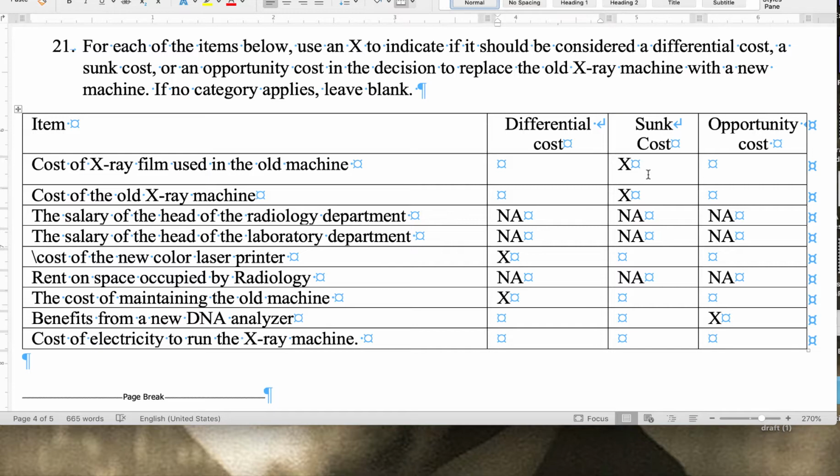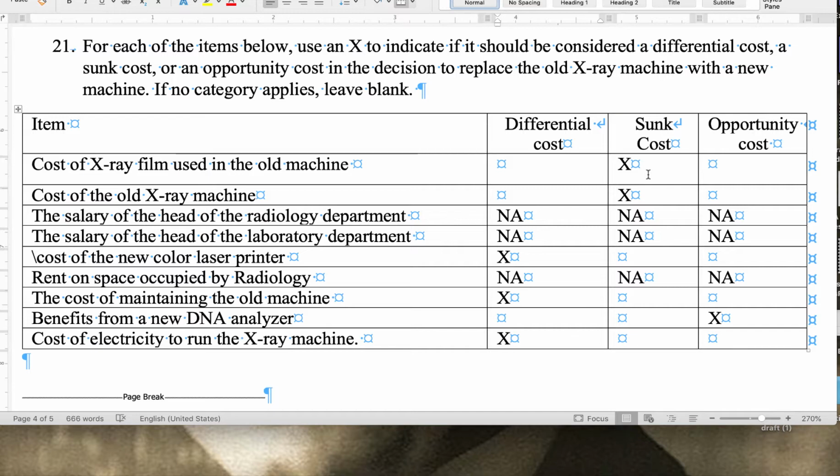And the last one says the cost of electricity to run the x-ray machine. Okay, this is actually going to be differential. It's a differential cost. Why? And again, I'm making an assumption here. If you put NA, that would be totally acceptable. I would not mark that wrong. Here's why I believe it's a differential cost.